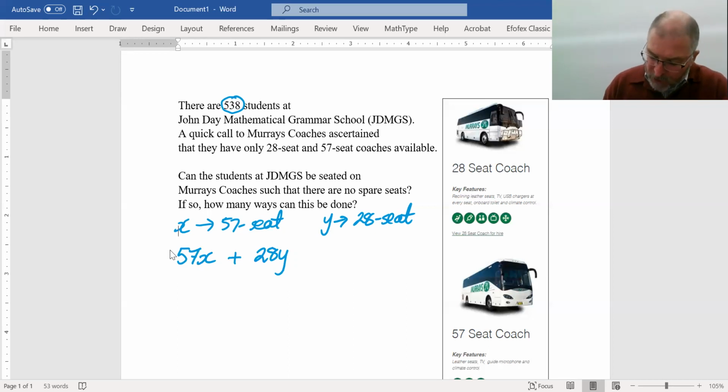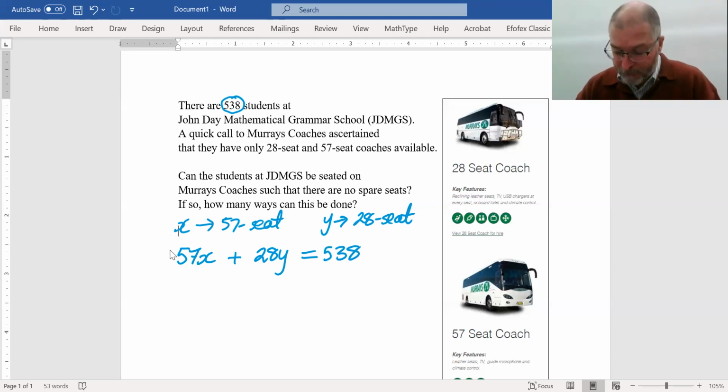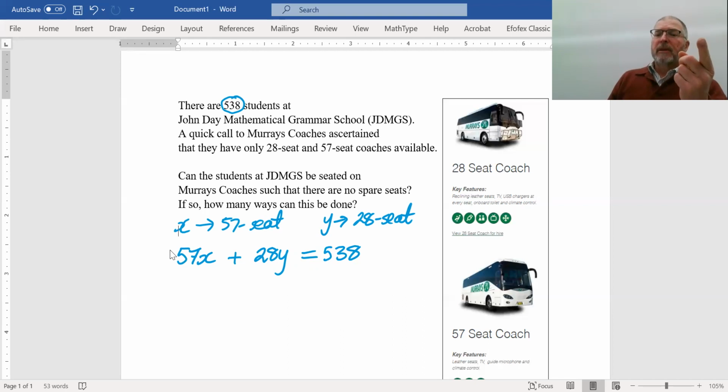2 lots of 28 is 56. So that's the total number of students. The number that are on the 57-seaters, X times 57. The number that are on the 28-seaters, Y times 28. So that must add up to 538, because that's how many students there are at John Day Mathematical Grammar School. Now, X is the number of 57-seat coaches. It must be a positive whole number. So it's definitely a whole number, an integer.